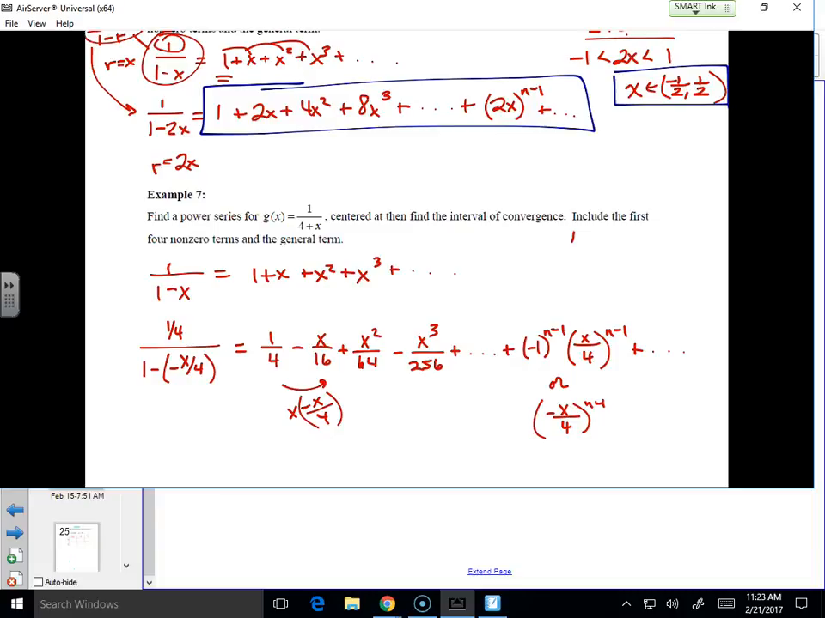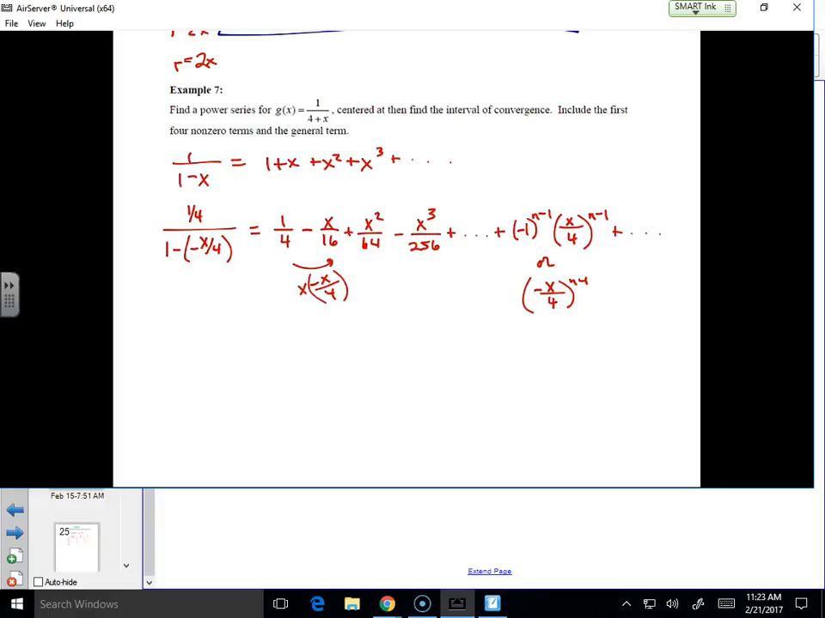Interval of convergence. Who is my r? Negative x over 4, right? Multiplied by 4, multiplied by a negative. We do end up with negative 4, 4. Nice.